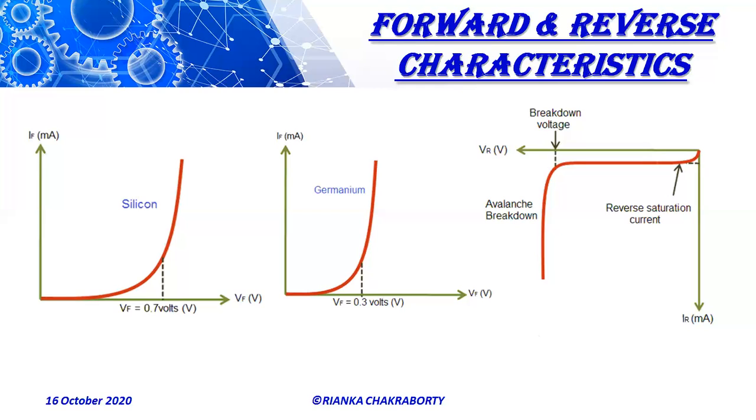If the voltage applied on the diode is increased continuously, the PN junction diode reaches a state where junction breakdown occurs and reverse current increases rapidly. So this is the reverse characteristics of diode.